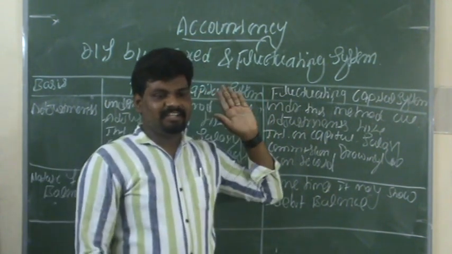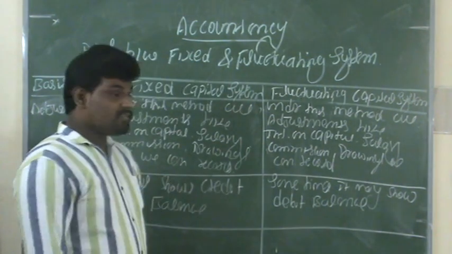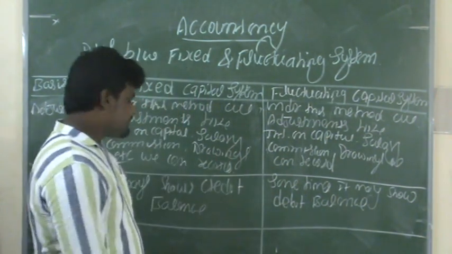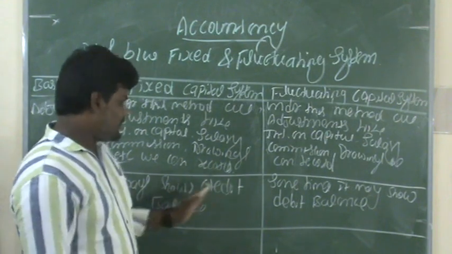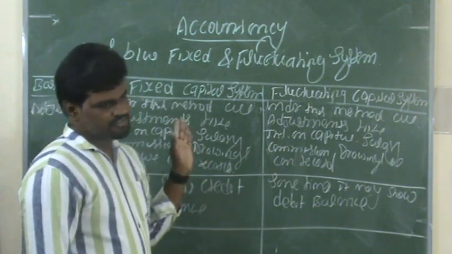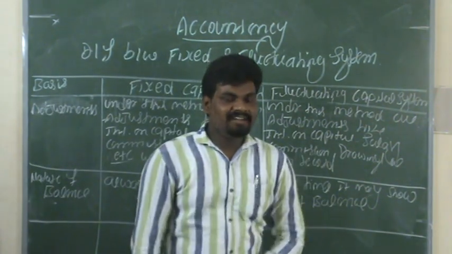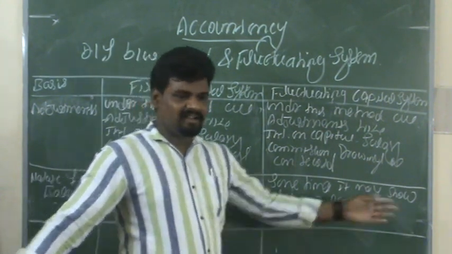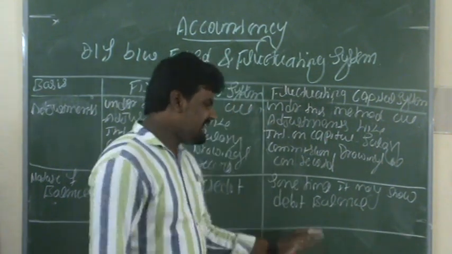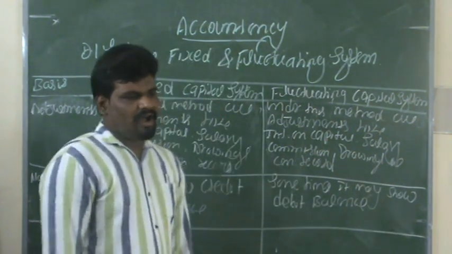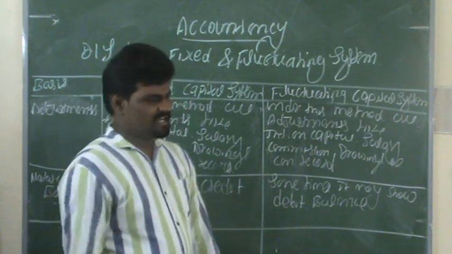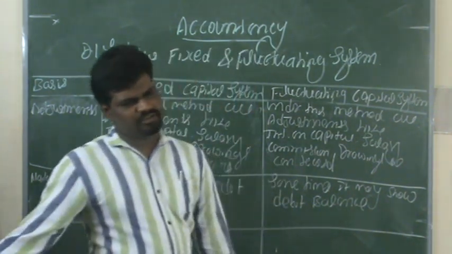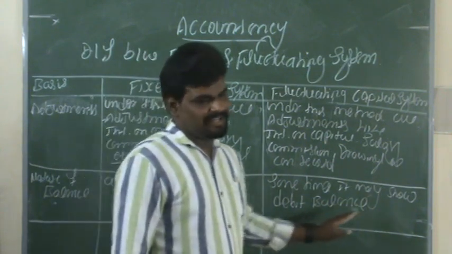So here, under the fixed capital system, the amount cannot change from year to year. It is constant from year to year. That's why it always shows a credit balance in the books of accounts. On the opposite side, under the fluctuating capital system, sometimes it shows a debit balance also, because the amount is fluctuating from period to period. That's why the balances may fluctuate. Sometimes it shows a credit balance, or sometimes a debit balance also.